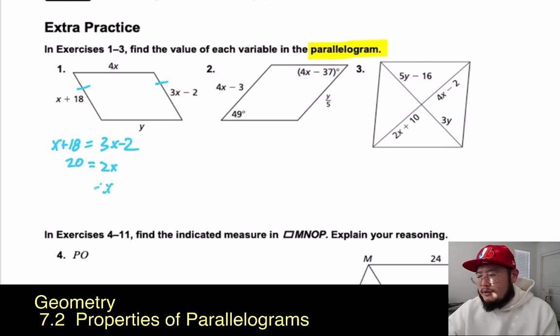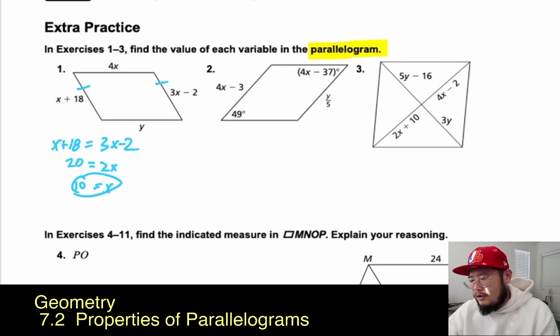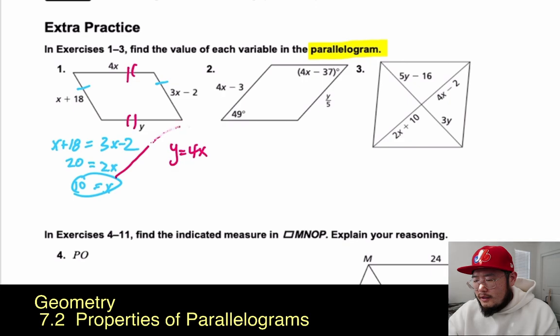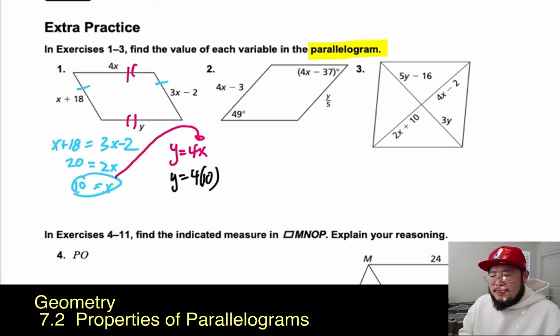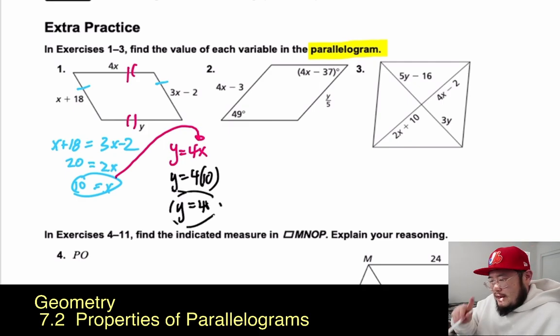So I went ahead and found that first, because if I try solving for the opposite sides I just put in magenta right there, we have y is equal to 4x. Well, I can't solve anything there because I don't know one of the variables. There's two variables. But now that I know what x is, I can go ahead and substitute that in right here. Put 10 in for x, and then y is equal to 40. And now we have found each variable.